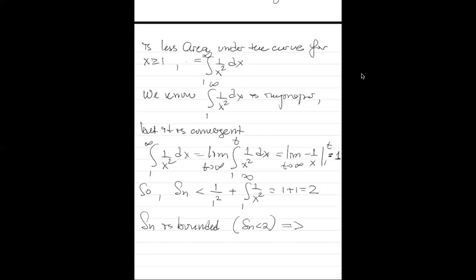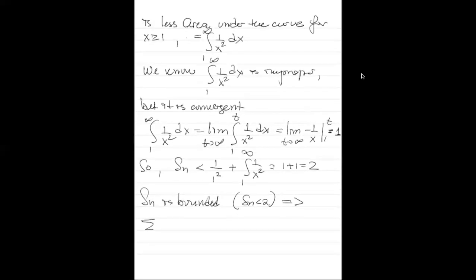Therefore, our series, the sum of 1 over n squared from 1 to infinity, is convergent, and the sum is less than 2. Okay, so let's write down the result here. Now Euler later found that he calculated exactly this sum for n from 1 to infinity, that is pi squared over 6.